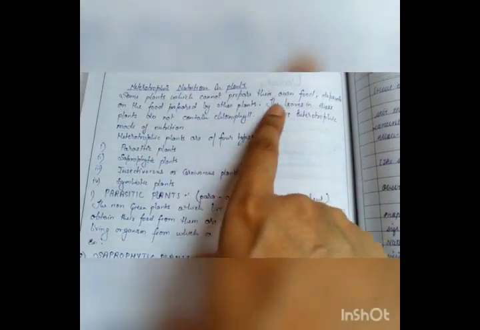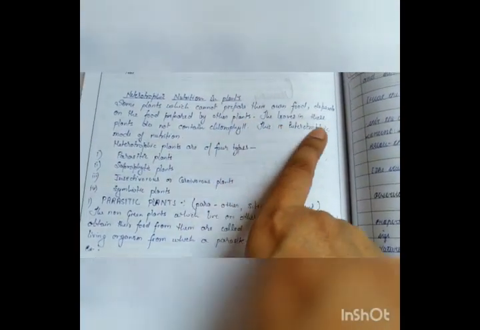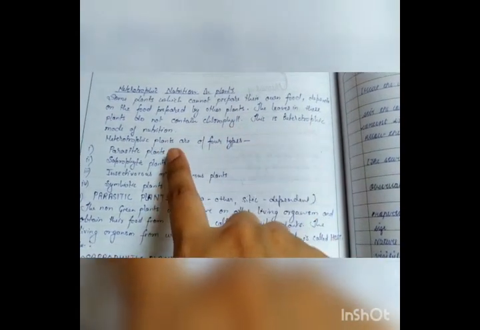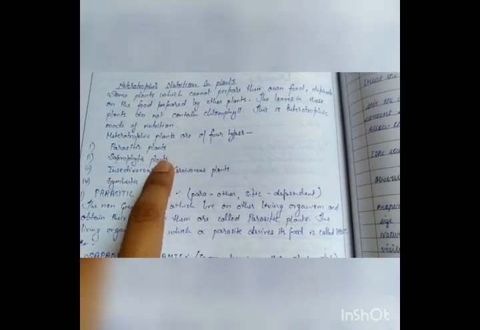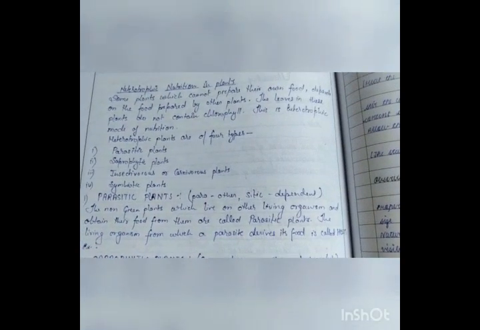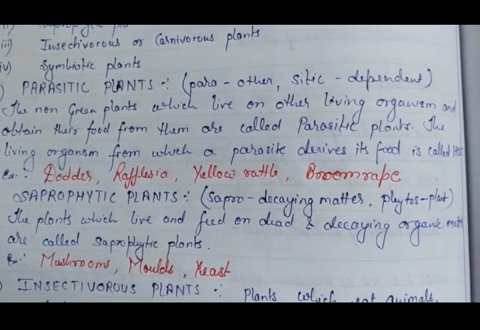Some plants which cannot prepare their own food depend on the food prepared by other plants. The leaves in these plants do not contain chlorophyll. This is the heterotrophic mode of nutrition. And heterotrophic plants are of four types: parasitic, saprophytic, insectivorous and symbiotic. One by one we will study all these plants. So one by one we will discuss all the four types.